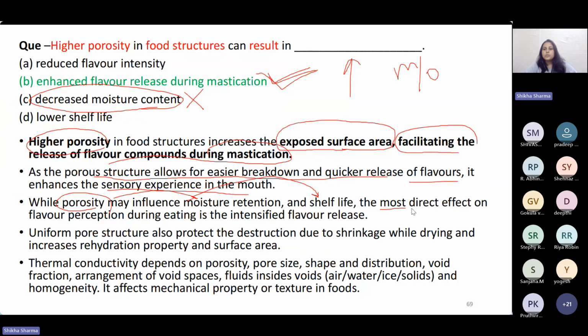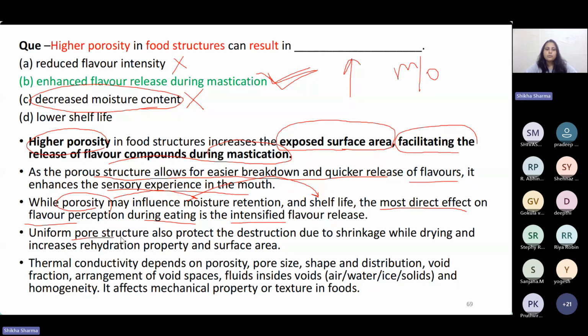So the most direct effect on flavor perception is during eating. It will intensify the release of the flavor. It will not reduce, but it will intensify and enhance the flavor.